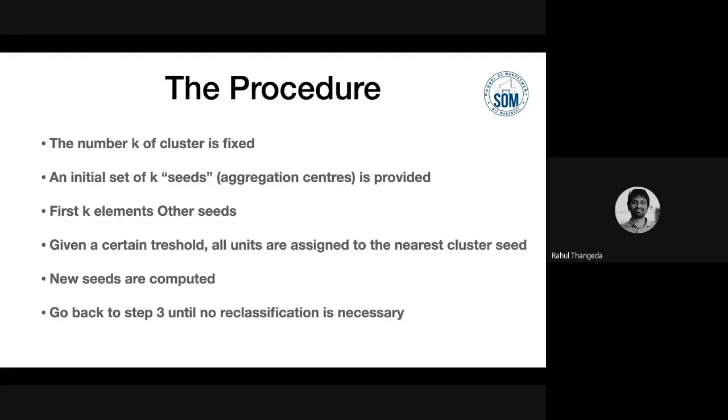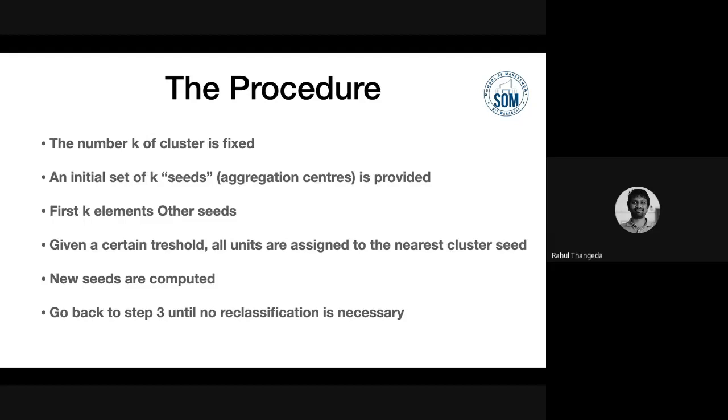Those steps I have given in just 6 steps. Like I said, the number k of clusters is fixed. That means you give k equals 3. Initially, you have to give those as seeds. Seeds, I said, are points. So the first k elements are those 3 points. Based on those 3 points, you calculate the closest cluster seeds. And then based on the centroid formula, you calculate the new seeds and repeat the same process.